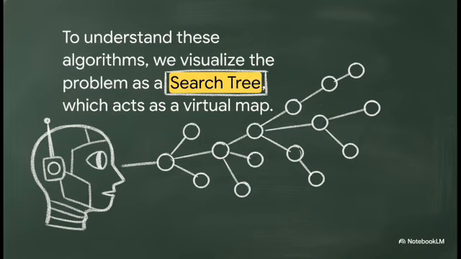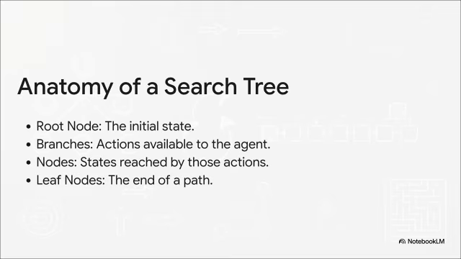So how on earth does an AI keep track of all these different possibilities without getting lost? Well, it builds a kind of virtual map in its head, and we call this map a search tree. You can think of it as its master plan for exploring every single option it has. And this search tree is actually pretty simple. You start at the very top, at the root. That's your starting point. From there, every possible move you can make creates a branch. Each of those branches leads to a new spot, a new state, which we call a node. And our whole mission is just to navigate this tree to find that one special node that is our goal.